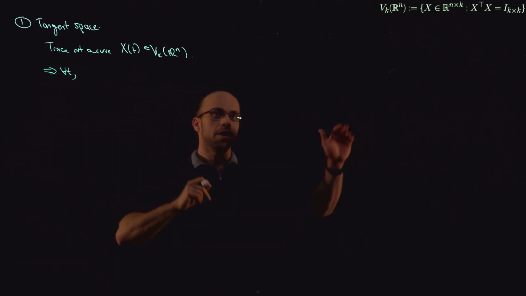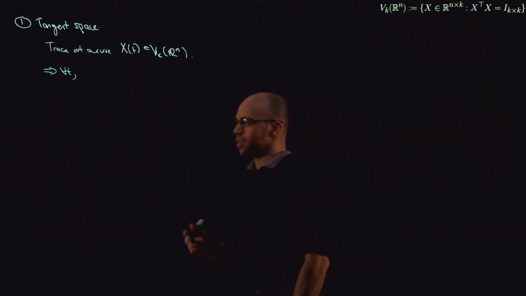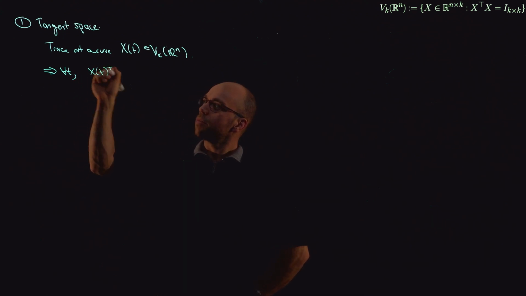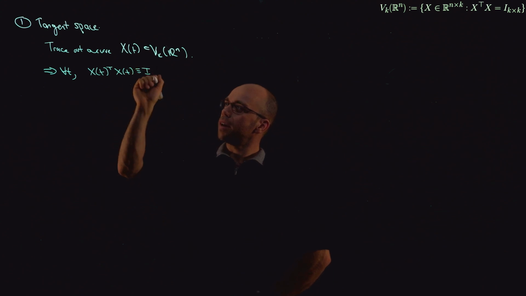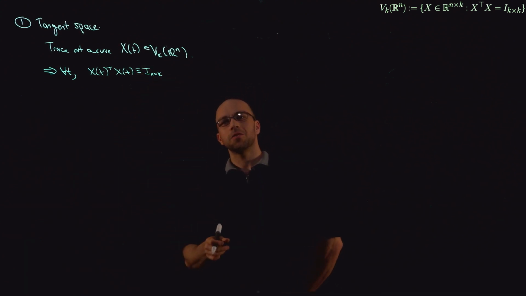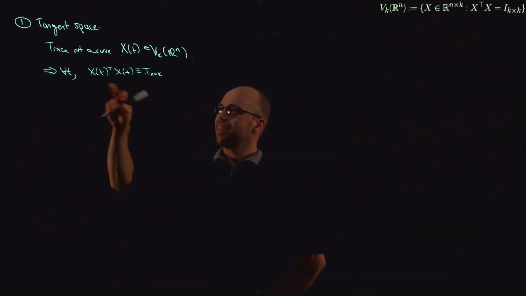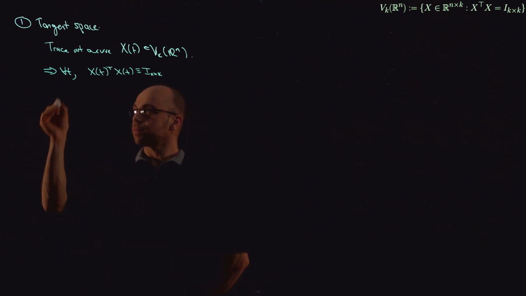Okay, well then by definition, for all t, what do we know? Well, we know this relationship on the upper right. We know x transpose x is equal to the identity. So I can write x of t transpose x of t is identically equal to I k by k. So what are we going to do? Well, remember that we want to figure out the tangent space, which usually involves derivatives of curves. So let's differentiate both sides of this expression.